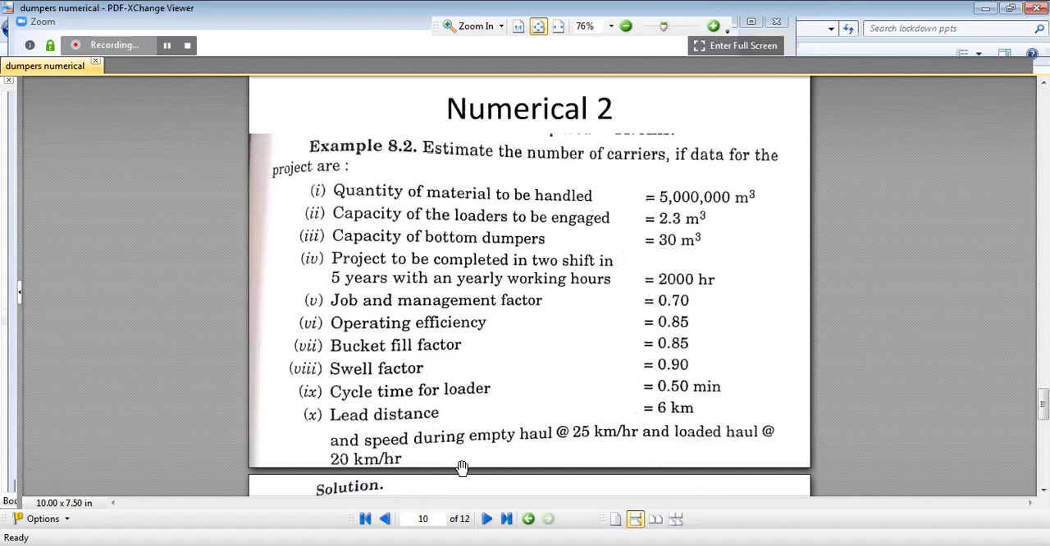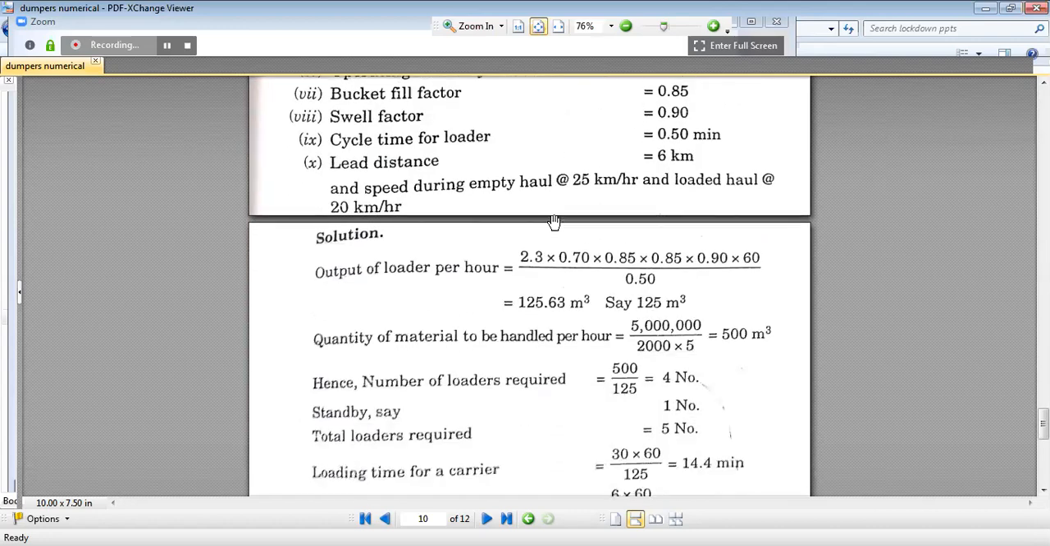Next, the speed during empty haul, when there is no soil in the loader, is 25 kmph. And when there is soil in the loader, that is loaded haul, it's always going to be smaller than the empty haul, so that is 20 kmph. Now we are supposed to calculate the number of carriers, so we have to calculate the number of dumpers required. We'll go with the solution.